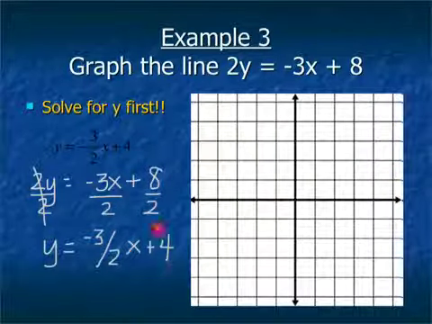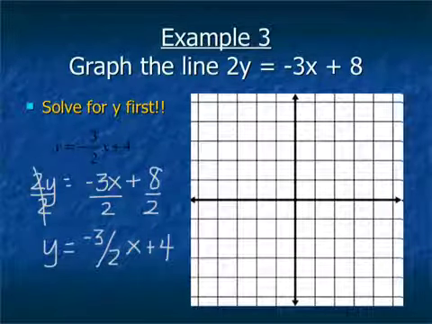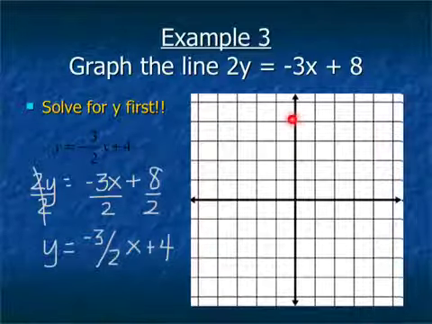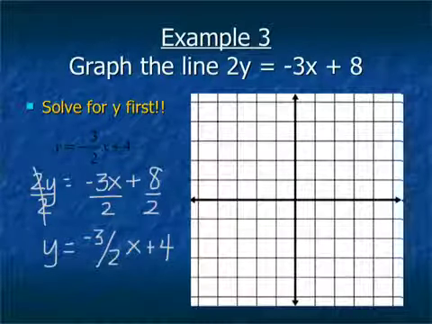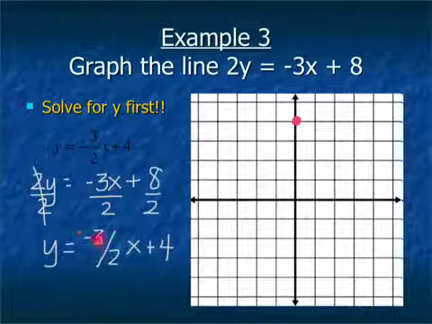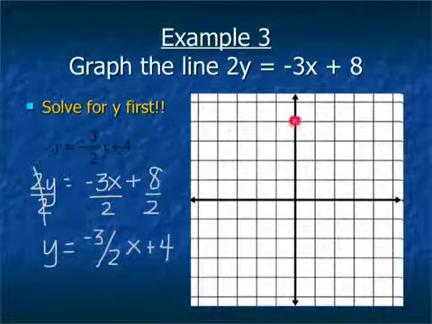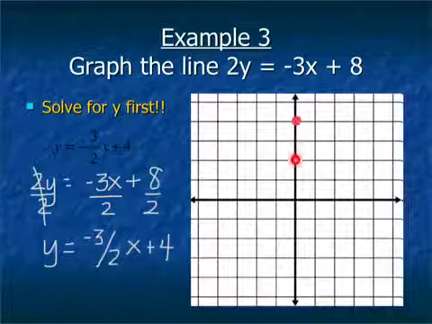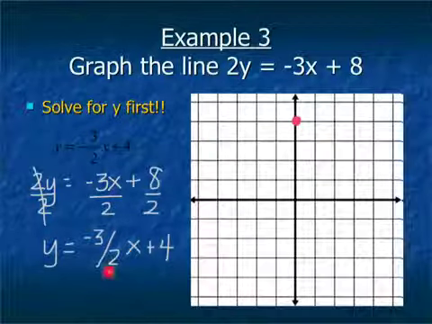Okay, so I'm going to start at the y-intercept, start at the positive 4, and that means I'm going to go up from the 0, 1, 2, 3, 4, put a point right there. Okay. And then my rise is negative 3, and I'm getting that from right here, my slope. So that means from that point, I'm going to go down 3, and my run is 2, so I'm going to go to the right 2, and that's where my next point will go.